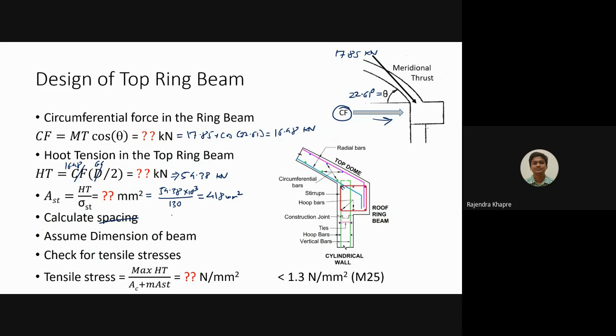Okay, so what will happen if I take 10 mm dia bars? How many numbers are required? If I take 10 mm dia bars, how many bars are required to cater 418 steel? It comes to 5.32, so we can go for 6 numbers. Everybody is getting 6.